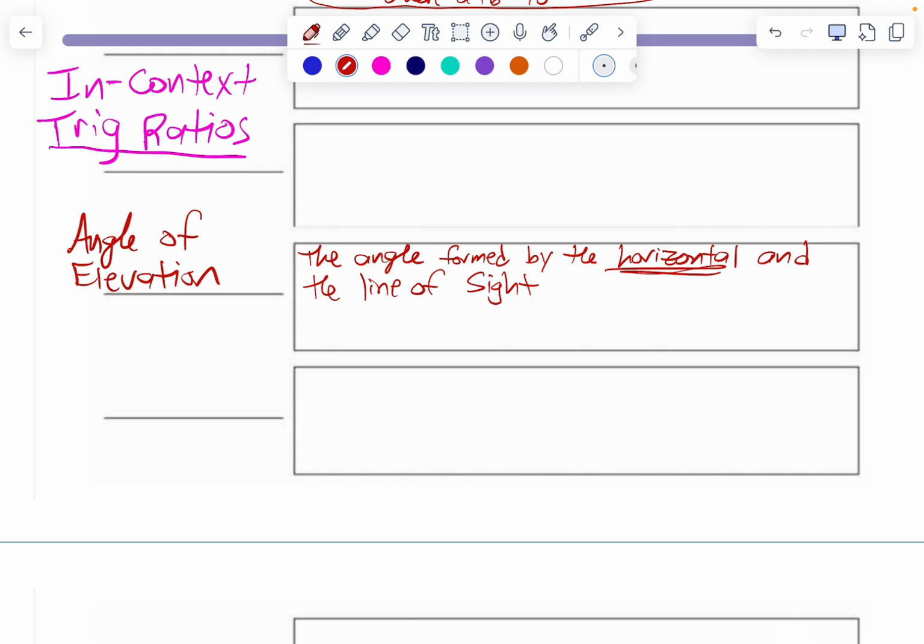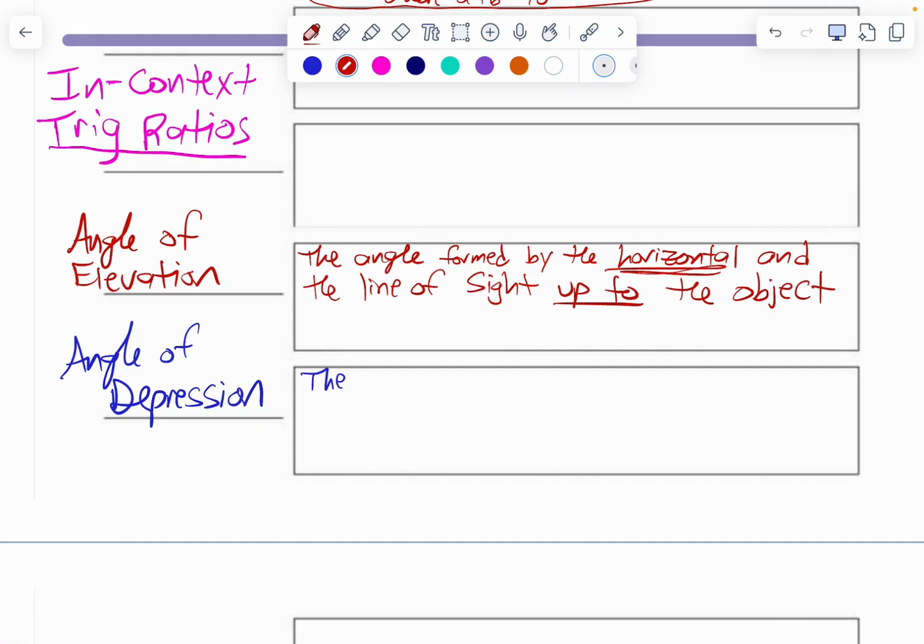And then let's go ahead and define angle of depression. Kind of a funny name. By the way, before we do that, I forgot to keep adding to angle of elevation. The angle formed by the horizontal and the line of sight up to, underline that, the object. Elevation, think of something being higher or above. So we're looking up.